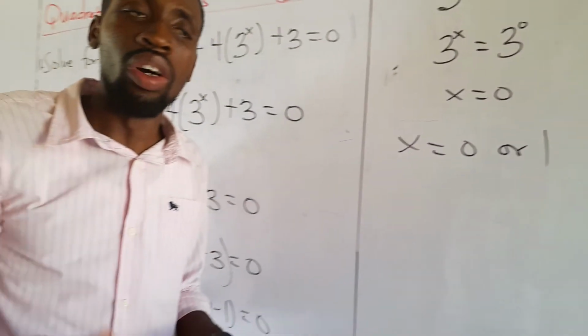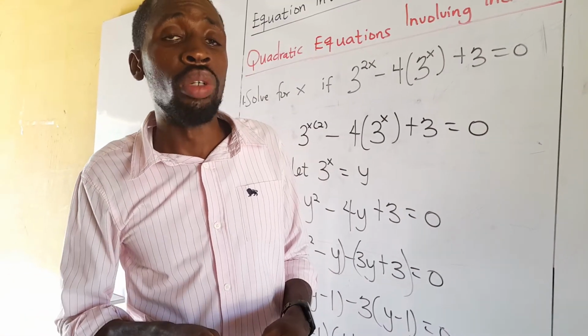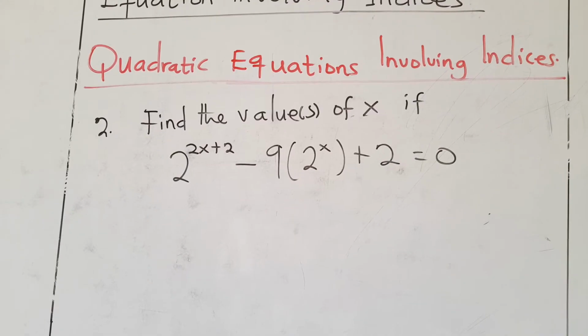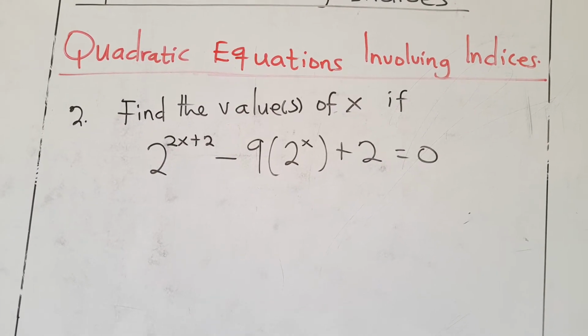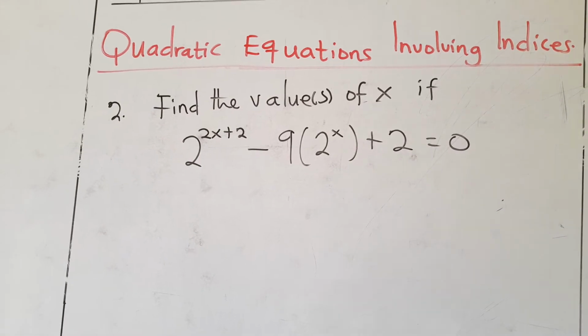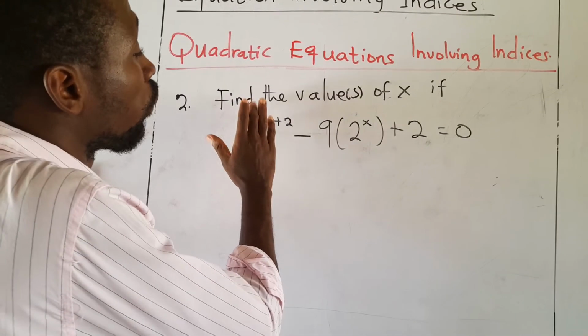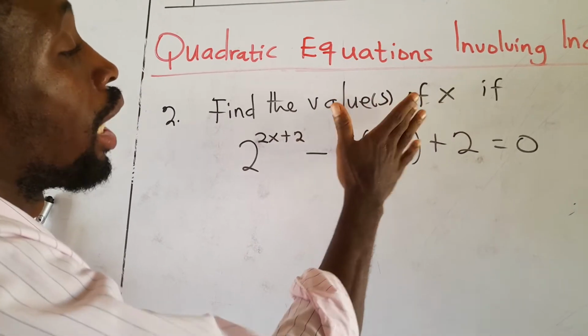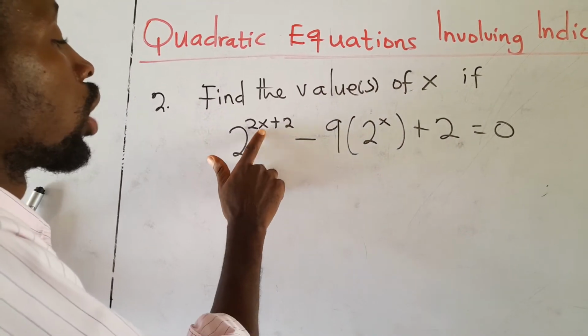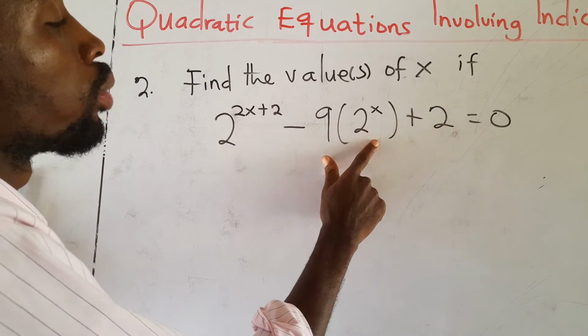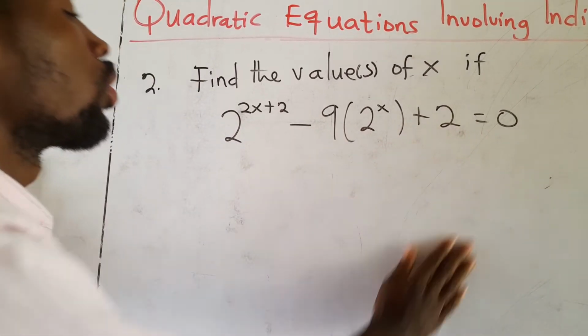We'll solve another one so that you will be abreast with it. So let's look at the second question. Please pause the video and try solving. Now you can compare your answers with mine. So find the value or the values of x if 2 exponent 2x plus 2 minus 9 times 2 exponent x plus 2 is equal to 0.